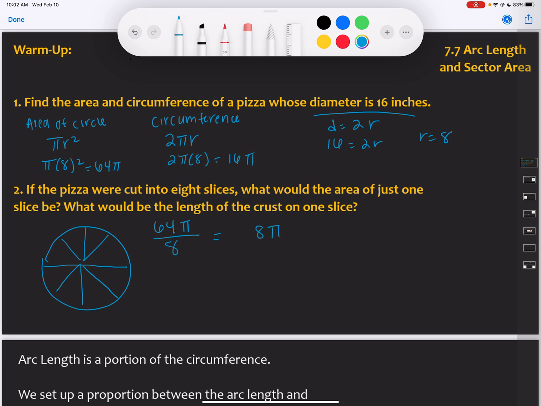Similarly, for the crust length, if we know the entire length of our circumference is 16 pi, and we divide by our 8 pieces, that's going to give us each of the crust length is going to be 2 pi. All right, so just a quick refresher on area and circumference.